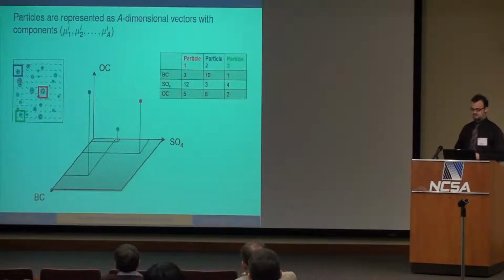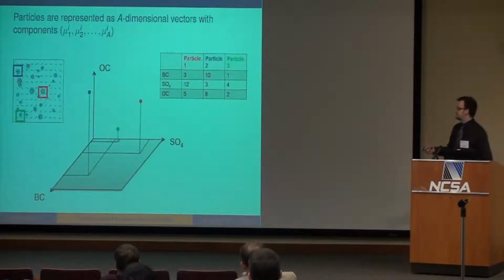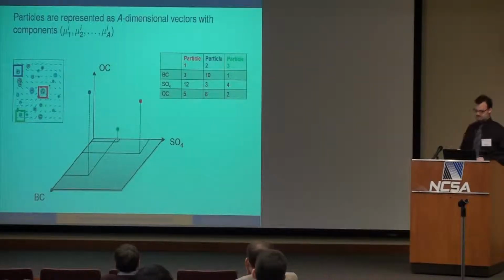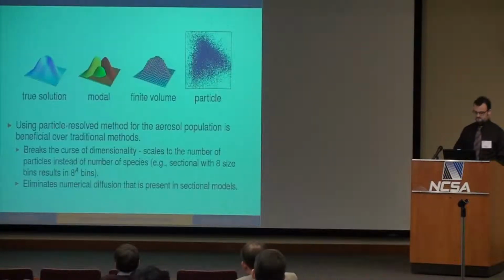So how do we do that? Here's a schematic of how PartMC represents particles. Over here on the left, I have the particle field from before. I picked 3 particles. We've taken these 3 particles and put them in a vector space where we have black carbon, sulfate, and organic carbon. Basically, we can represent the constituent masses in this vector space. This is very convenient in comparison to other ways of representing the data.